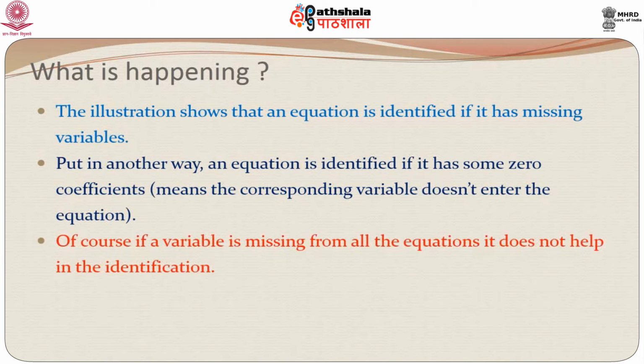Of course, if a variable is missing from all the equations, it does not help in the identification. Obviously, if it is missing from each of the equations, then the whole variable goes out actually. So, you just have g minus 1 variables, or maybe k minus 1 exogenous variables, and it does not help in the identification. So, it must be missing in some and present in some, so that we can identify some of the equations with respect to the other equations.